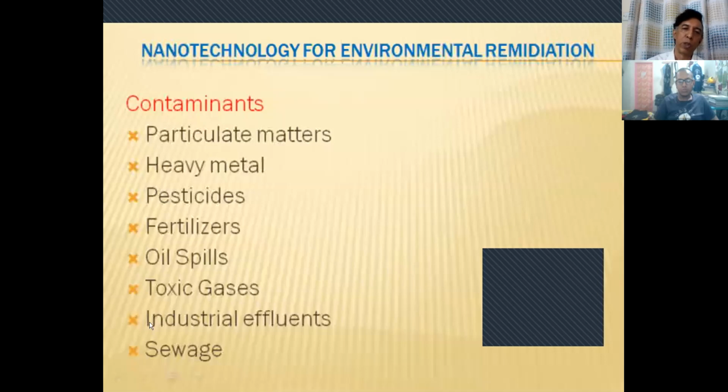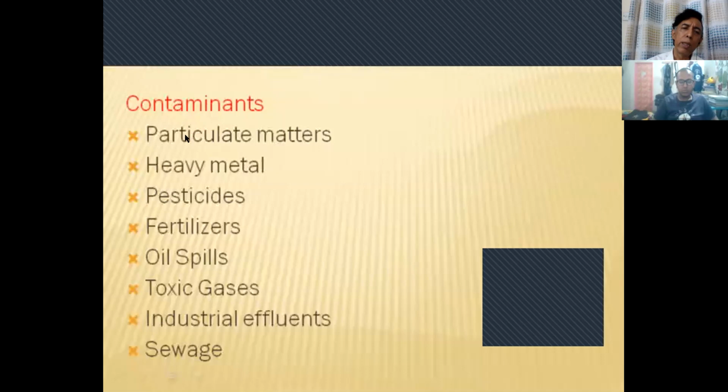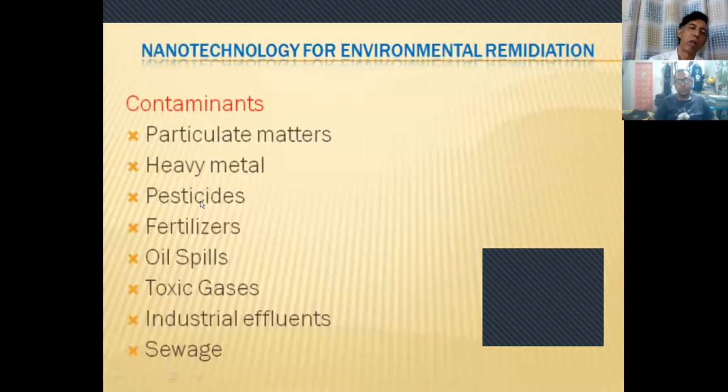These materials are also polluting or contaminating our environment. So these are the factors, the substances that contaminate or pollute our environment. You know it better. You did a course on environmental chemistry, so you know it.